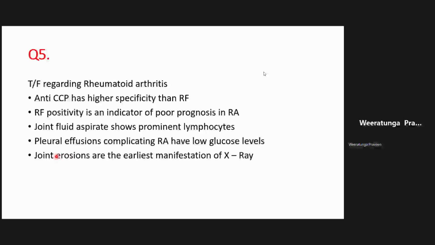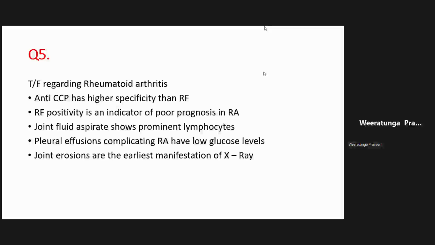So let's go back to this MCQ. Anti-CCP has higher specificity than rheumatoid factor. The sensitivities are very similar, but the specificity is much higher. Rheumatoid factor positivity is an indicator of poor prognosis. Yes, it indicates more severe disease, more progressive disease, more joint erosions, and also extra-articular disease.